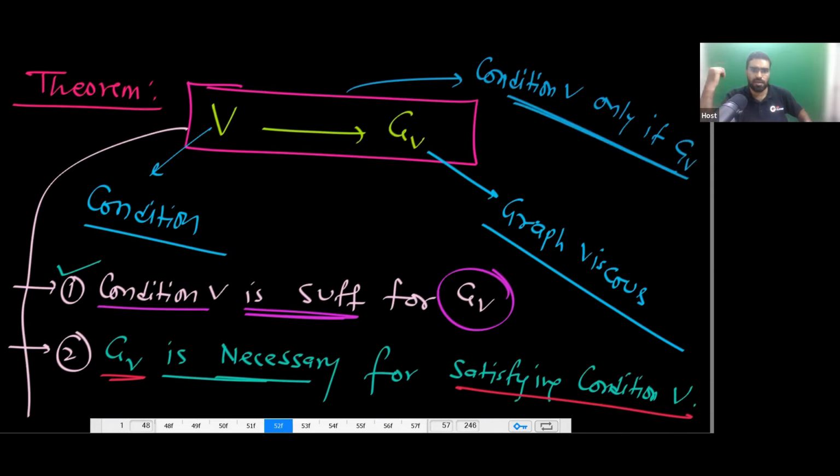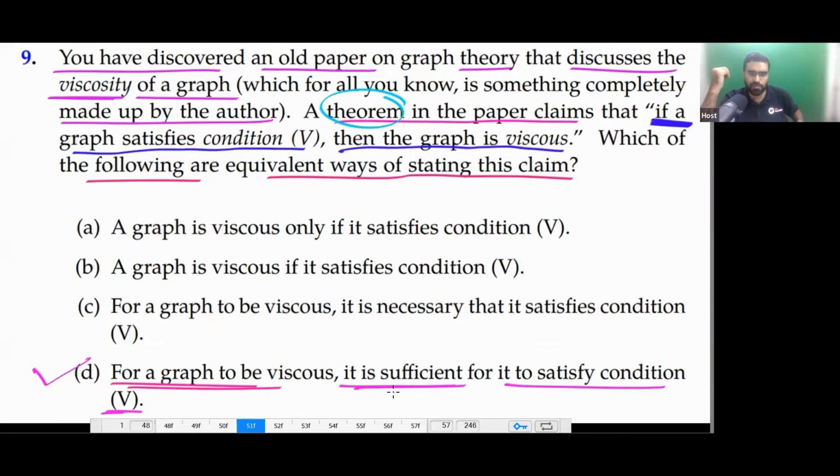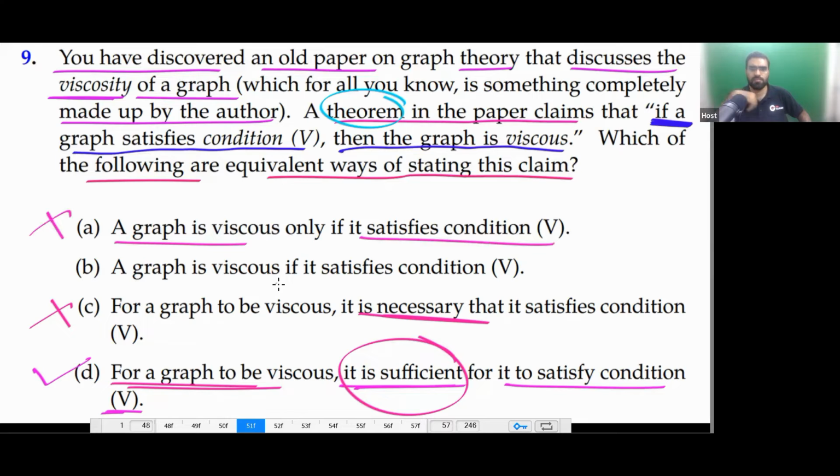These things are very simple. Finally, I can say that for the graph to be viscous, condition V is sufficient. So this is correct. Condition V is necessary, this is not correct. Next, graph is viscous only if it satisfies condition V. That is not correct, because only if means this direction. So statement A is also not correct. If means this, so option B is correct. So B comma D are correct. Yes or no?